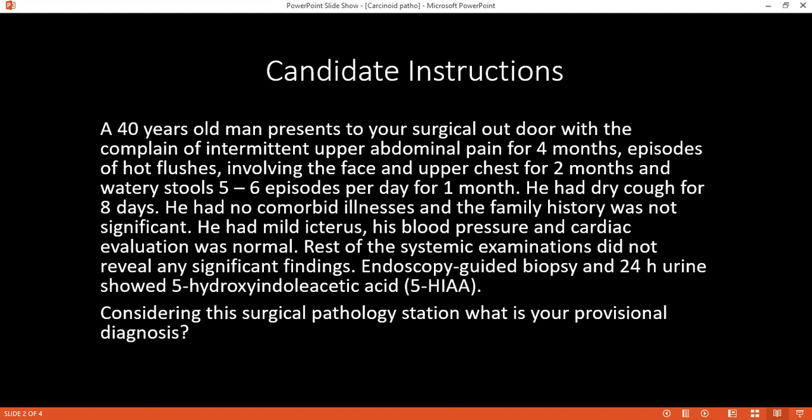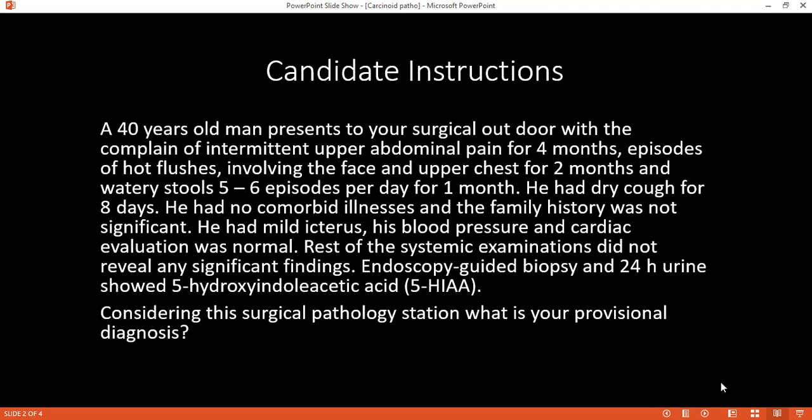How can you do the pathological diagnosis of this condition? Yes, ma'am, we can do immunohistochemistry using chromogranin A testing. Chromogranin B also becomes positive with that. Yes, okay, chromogranin B, ma'am.